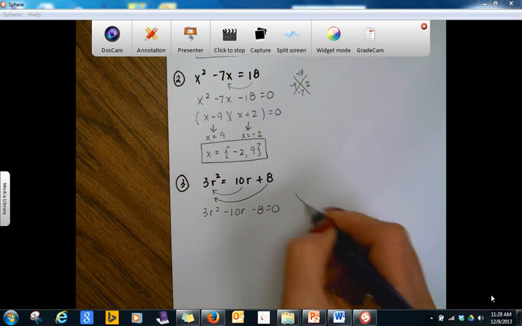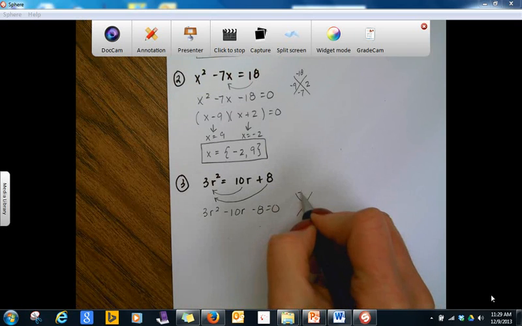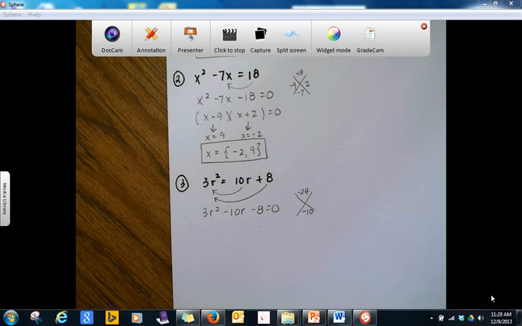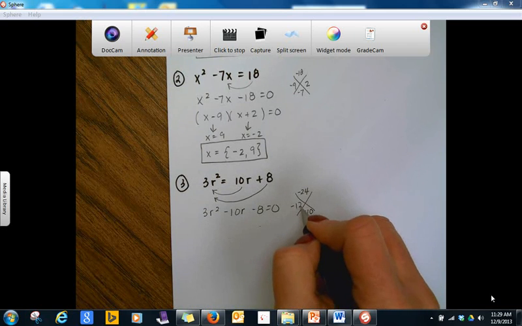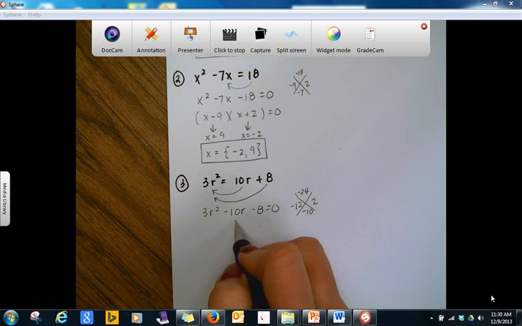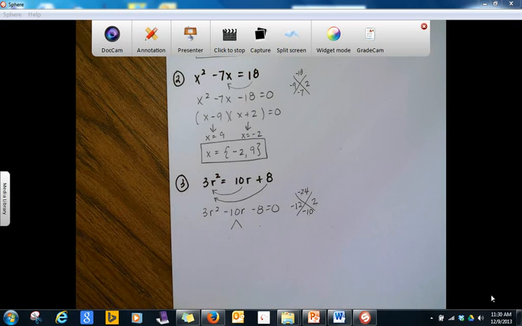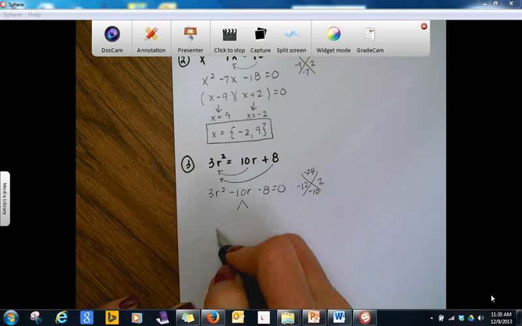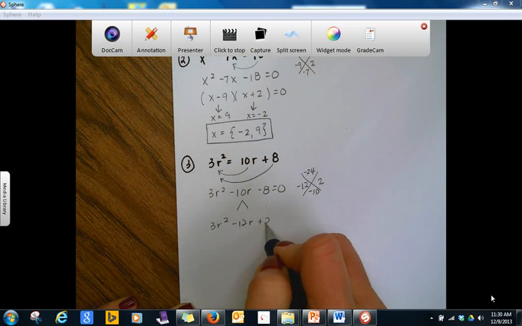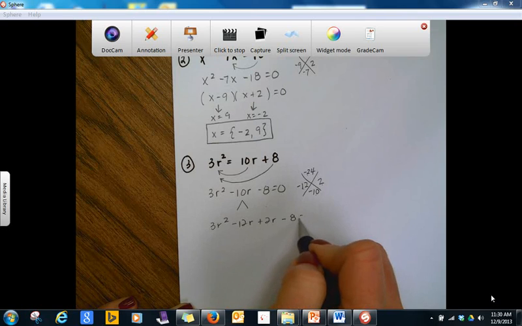And now I am factoring to look for two numbers that have a product of negative 24 and a sum of negative 10. And that would be negative 12 and positive 2. If I add these two numbers, I get negative 10. If I multiply, I get negative 24. So recall that this is the process where we break up the middle term. So I've got 3r squared minus 12r plus 2r minus 8 equals 0.